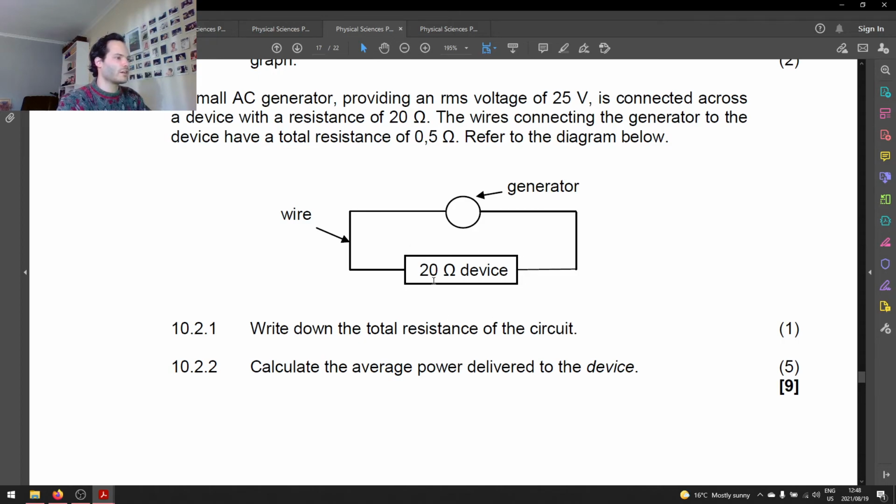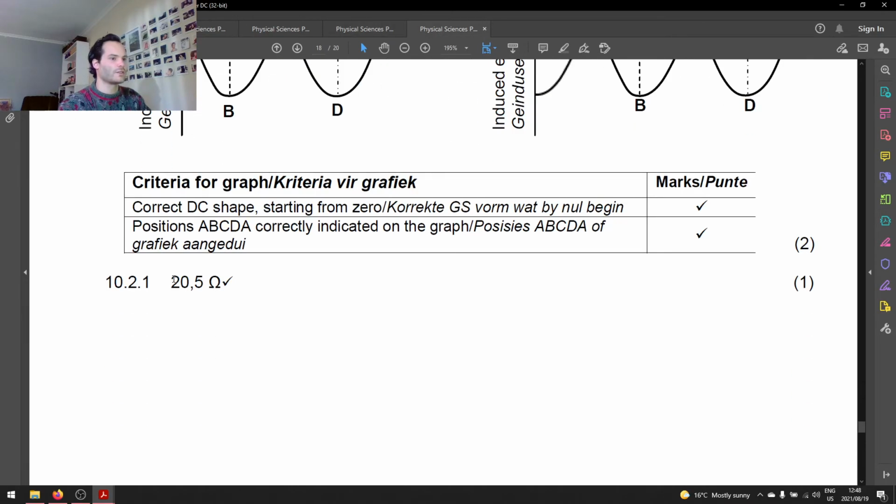So I've got a 20 ohm device or resistor, and then the wires have a resistance of 0.5 ohms. So of course the total is just going to be the sum of the 20 and the 0.5, so I get 20.5 ohms.